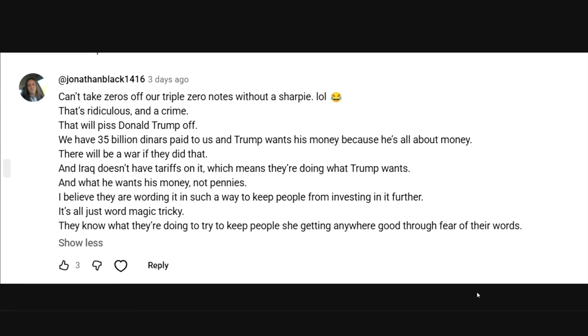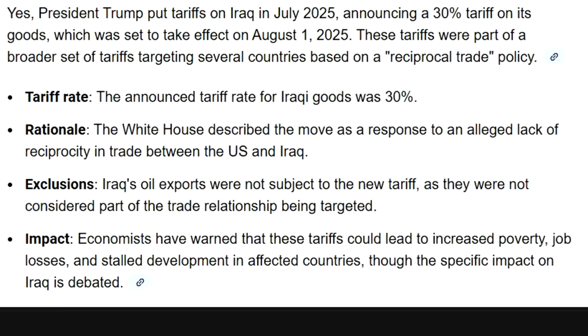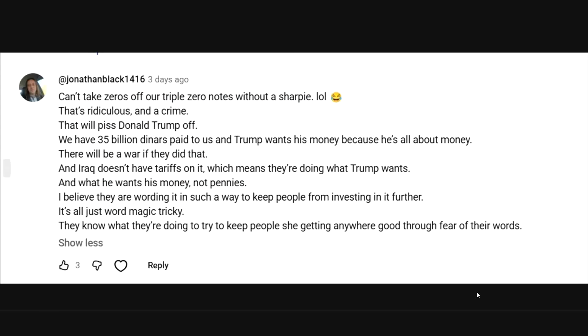There would be a war if they did that. No, there'd be no war. There's nothing you could do about a redenomination, because Trump doesn't like wars. So he's not going to go to war over redenomination. And Iraq doesn't have tariffs on it, which means they're doing what Trump wants. Actually, Iraq has tariffs on them. They're small ones, nothing major, nothing that really affects them, but they do. And what he wants is his money, not pennies. Well, again, you keep acting like it's Trump's personal money.